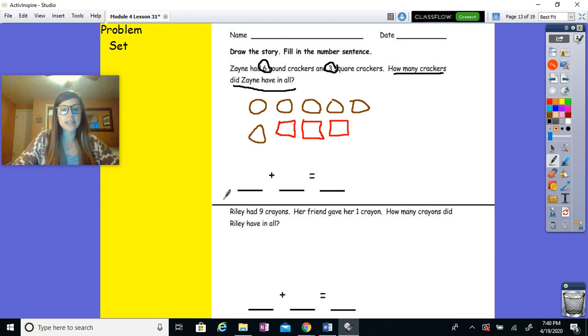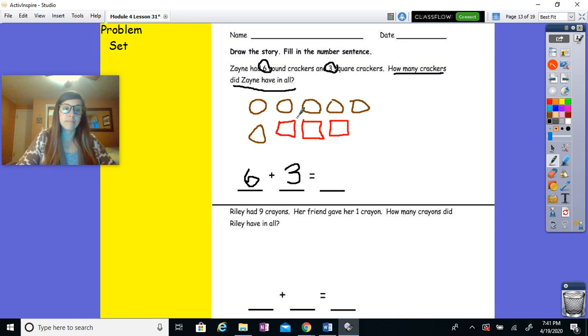Last thing we have to do is fill in our number sentence. Now, remember, part plus part equals whole. The whole is how many circle and square crackers he had in all. The parts are how many round ones there were and how many square ones there were. So let's go back and count the round crackers. 1, 2, 3, 4, 5, 6. So 6 goes in our part. Plus how many square ones he had. 1, 2, 3. Plus 3. Equals how many he had in all.